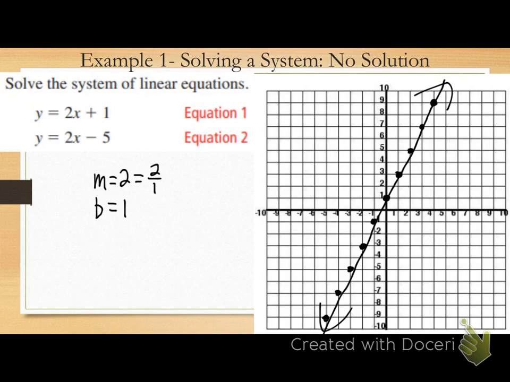Okay, we said same slope for the second equation. So 2 over 1. What's the y-intercept of the second equation? Negative 5. So once again, graph the y-intercept first. Down 5 on your y-axis. Up 2, right 1. Once again, same slope. And once again, down 2, left 1.